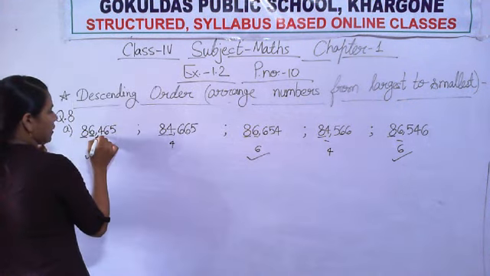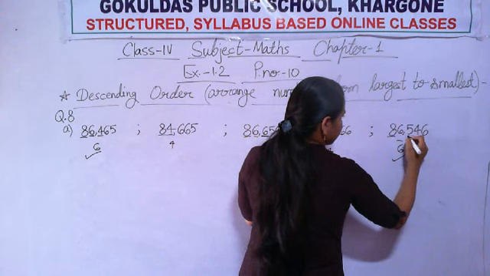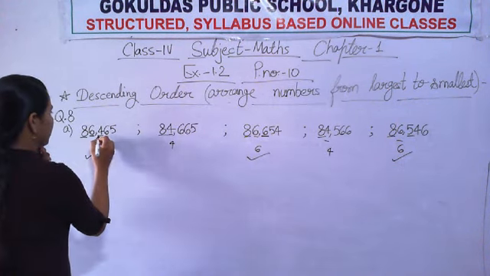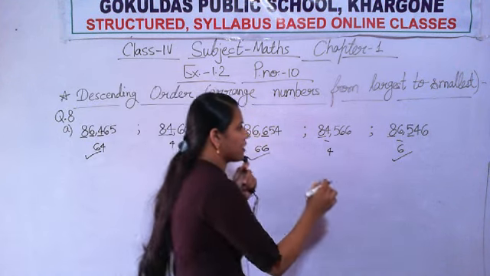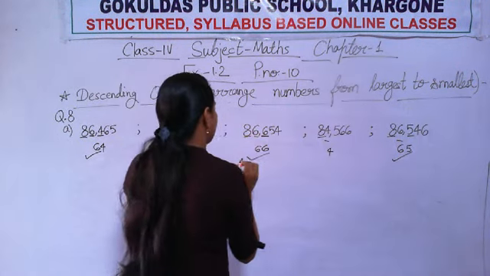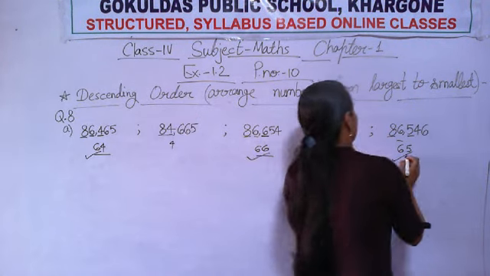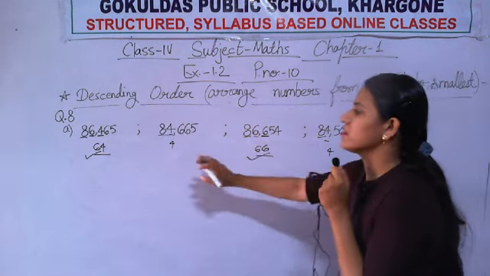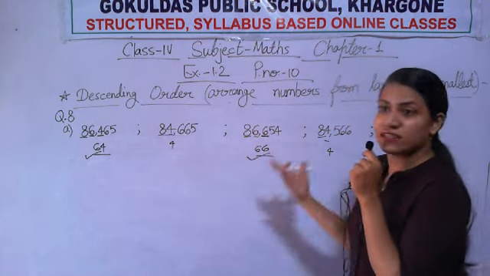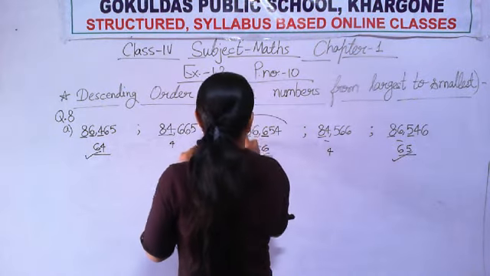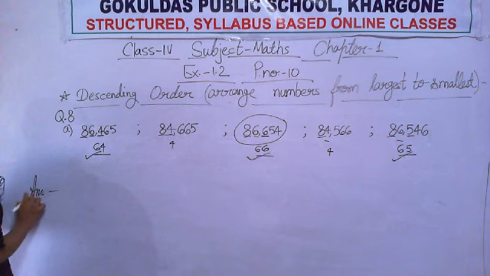You will compare the next digit of these 3 numbers. Here 4 at the next place, here 6 at the next place and here 5 at the next place. So now compare these: 64, here 66 and here 65. Which one is the largest, 64, 66 or 65? You will say that ma'am, 66 is the largest. So this number is the largest.